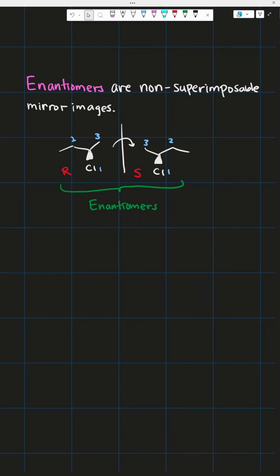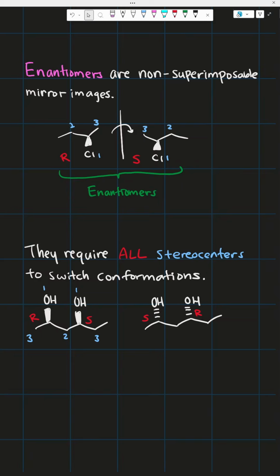However, if we were to assign R and S conformations to chiral centers, you can see that the left molecule is R and the right molecule is S. Therefore, they are enantiomers. To put it simply, enantiomers require all stereocenters to switch conformations. If you see in this example, all the OH constituents turn from wedged to dashed, and if you check with R and S assignments, you can see that they switch stereochem.